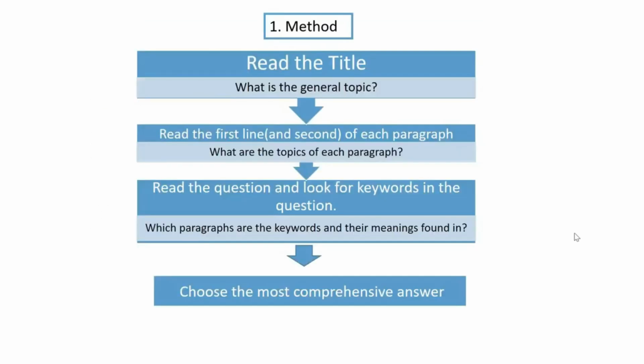And we've used this technique, and that is we read the title, and then we read the first line and the second line of each paragraph, and then we read the question looking for keywords in the question, then found the paragraph which has the keywords, and then we choose the most comprehensive answer from the choices that fits. Okay, this is method number 1. This is a method I've chosen for you. You may choose other methods.